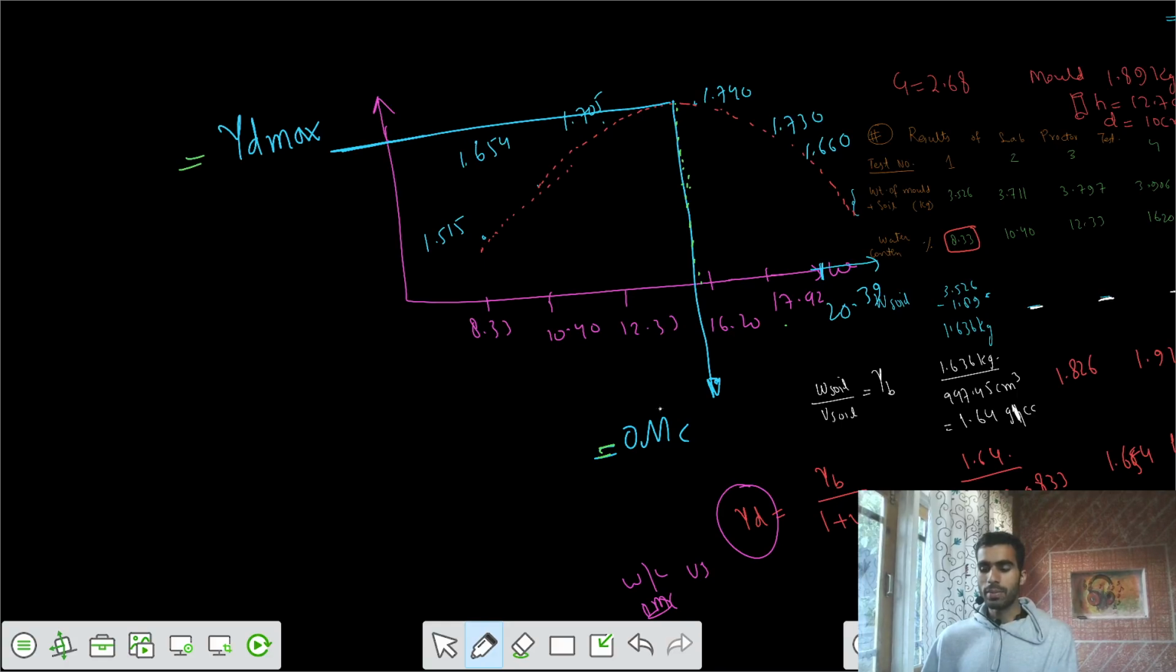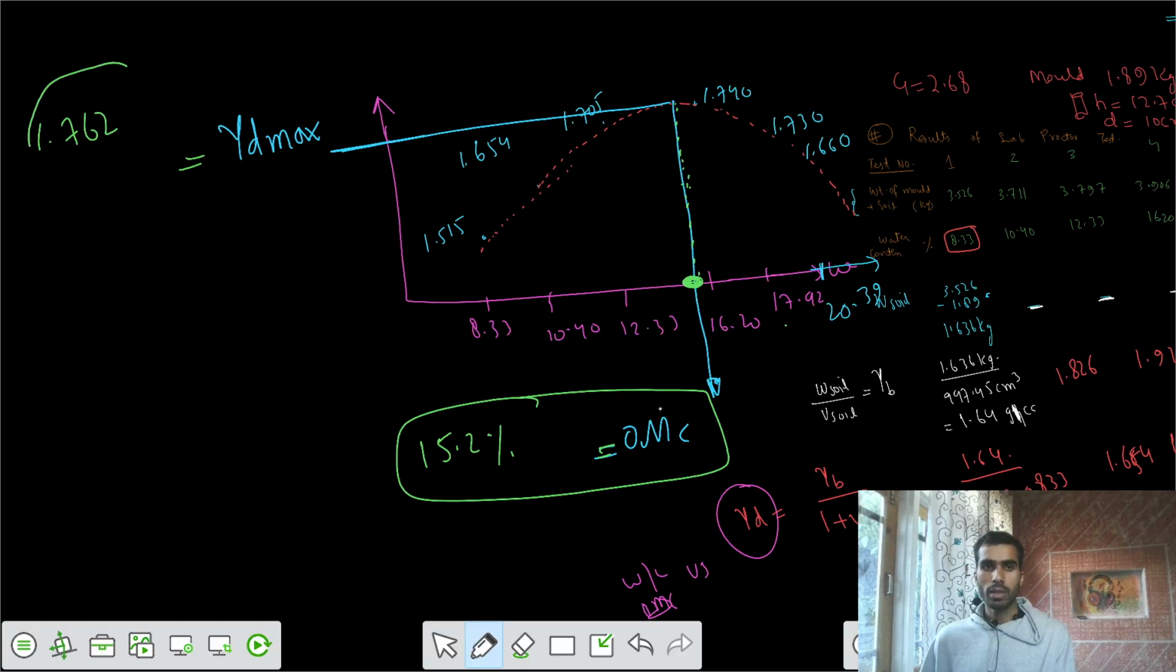Let's say your gamma d max is coming to be 1.762 and your optimum moisture content is coming to be 15.2%, somewhere here. In terms of gram per cc, this 1.762 is actually rho d max. So that is the first part of the problem.